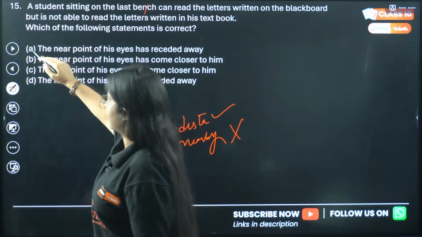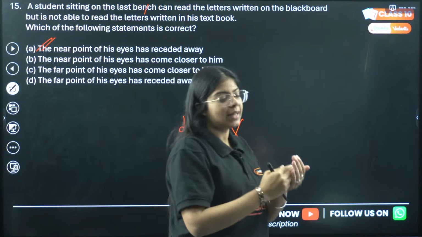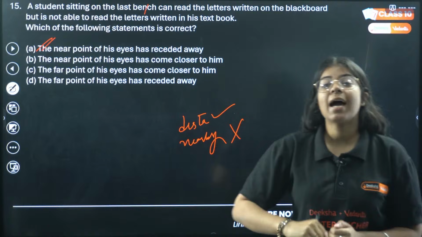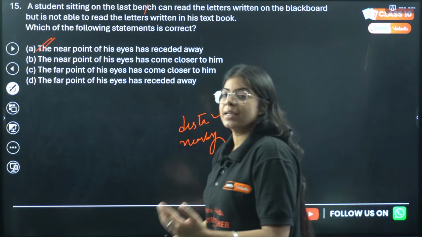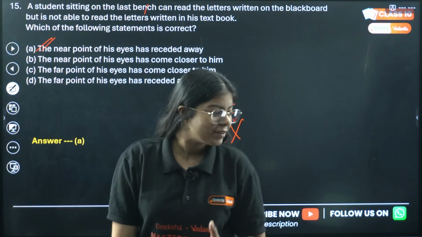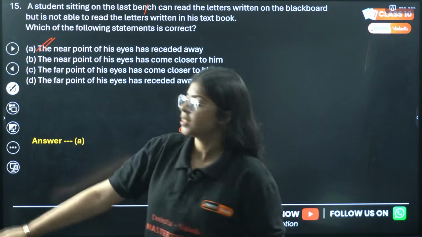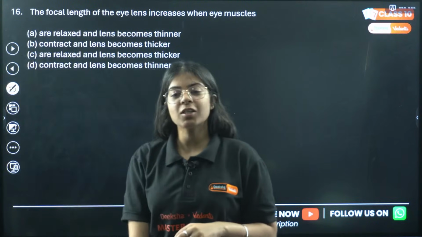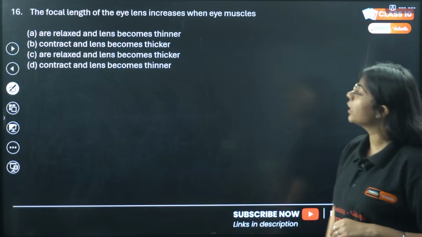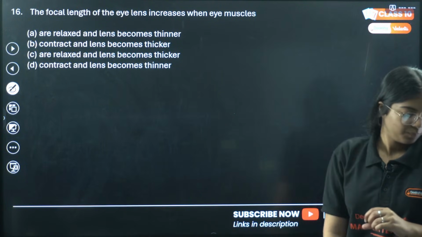Everyone is correct. Because he cannot see nearby objects clearly, that means he has hypermetropia, and in case of hypermetropia, the near point recedes away. Every one of you is correct. It's actually A. Okay, 16th question. Let's read it carefully. The focal length of the eye lens increases when eye muscles do what?